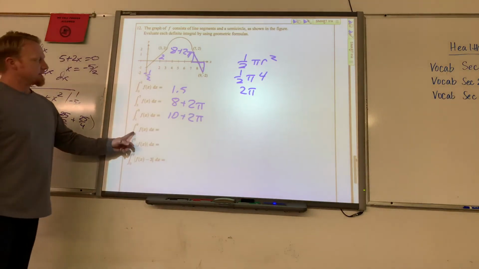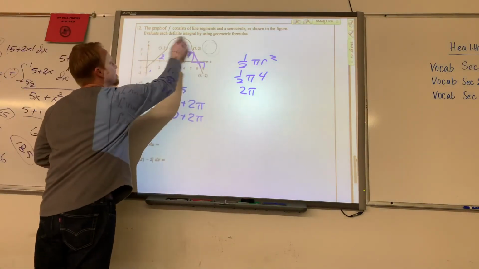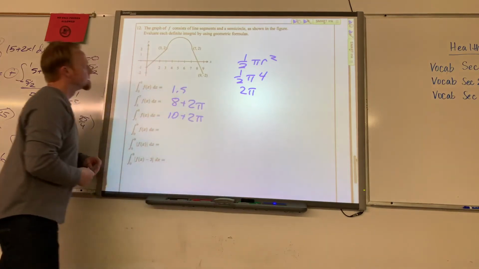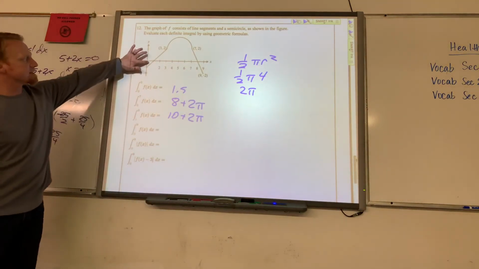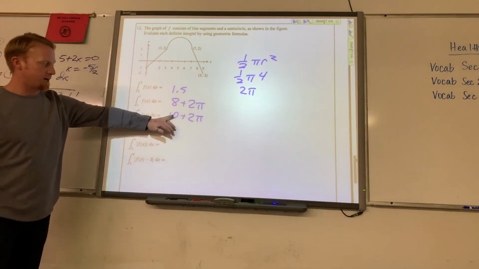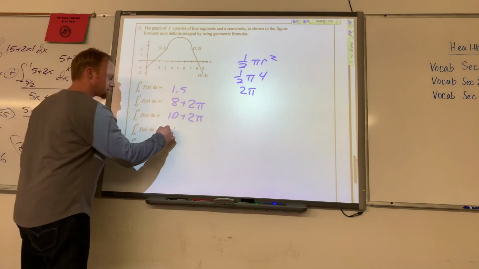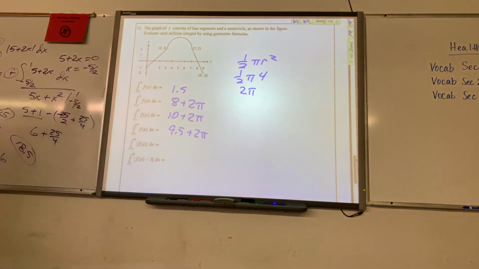All right, 0 to 9. So 0 to 9, the only thing different between 0 to 9 and 1 to 9 is this little piece right here. So this is negative 1/2. So I just need negative 1/2 on that. So that just makes it 9.5 plus 2 pi.